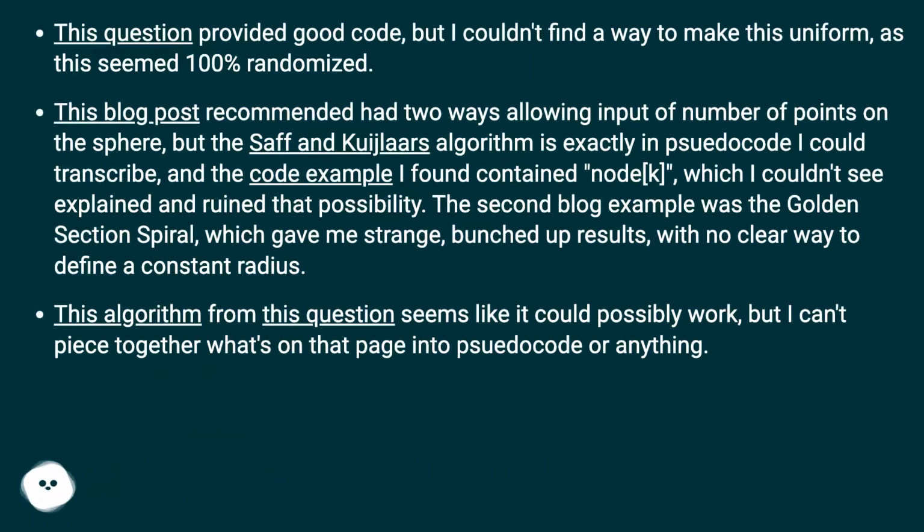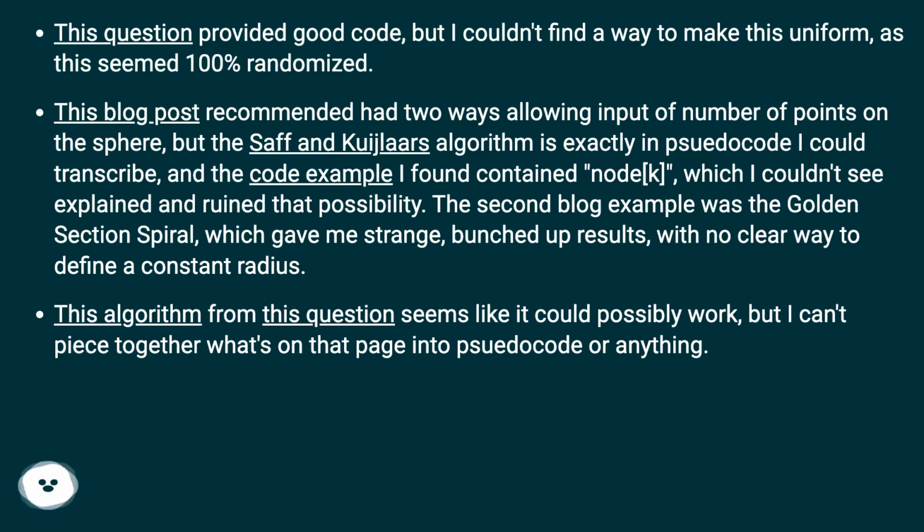This question provided good code, but I couldn't find a way to make this uniform, as this seemed 100% randomized. This blog post recommended had two ways allowing input of number of points on the sphere, but the Saff and Kuijlaars algorithm is exactly in pseudocode I could transcribe, and the code example I found contained node k, which I couldn't see explained and ruined that possibility. The second blog example was the golden section spiral, which gave me strange, bunched up results with no clear way to define a constant radius.